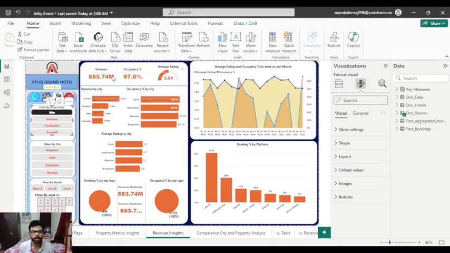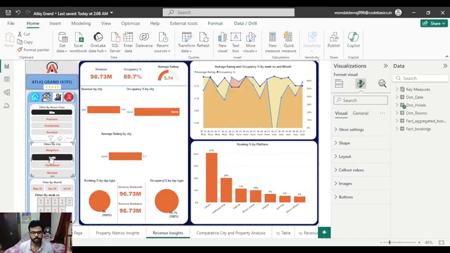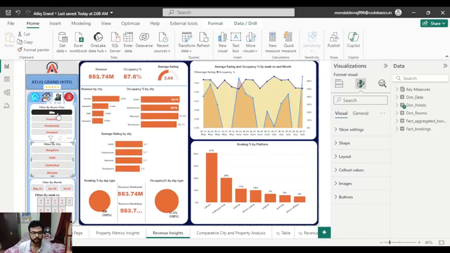So if we click onto the room class, like elite class, we can see the revenue generated here is 553.74 million. The occupancy percentage is 57.6% and the average rating is 3.60. And if we click, suppose, on the filter by city to Delhi, we can see that the average rating is over here 3.74, and the occupancy percentage by city over here is 59.7%. So it changes accordingly as per the filters.